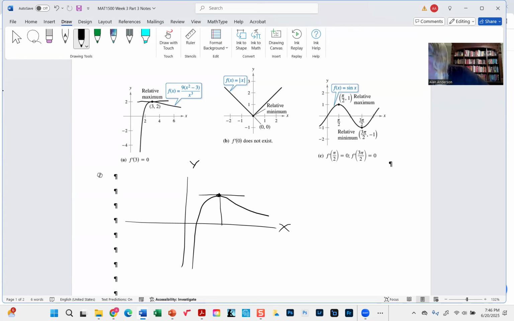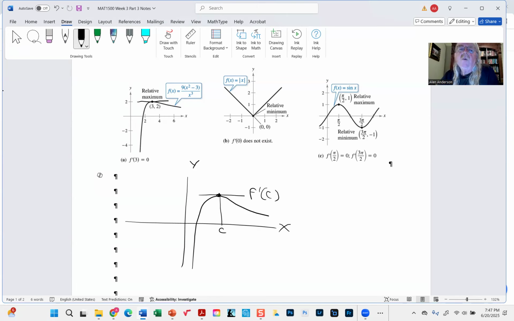Okay, so if this is point C, then f prime of C equals 0. In other words, the slope is 0 because the tangent line is flat. That point has to either be a relative maximum or a relative minimum. Now, we can tell just by looking at the graph that it would be a relative maximum, but later on we'll see a more formal way of finding whether this point is a relative maximum or minimum.